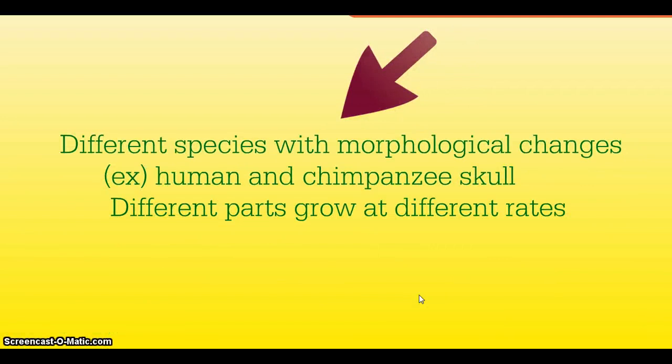The first is different species with morphological changes. An example is the human and chimpanzee skulls. The different parts of the skull grow at different times, making the skulls look very different from one another.